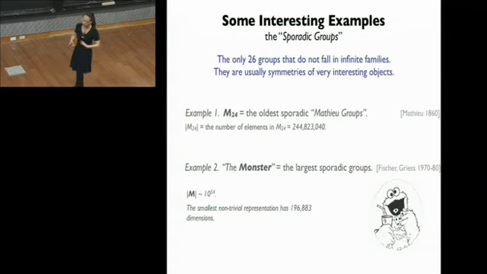There are 5 Mathieu groups, and the biggest one is called Mathieu 24. And the number of elements is a 9-digit number, so it's a sufficiently complicated object. But even more impressive is the so-called monster, because it's so large. I mean, the number of elements is about the same as the number of atoms in the solar system. And the smallest non-trivial representation has 196,883 dimensions. So as you can imagine, it's kind of a fun finite group to be studying.